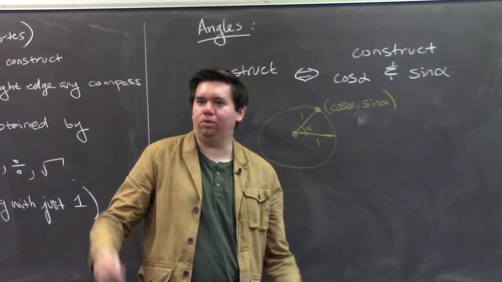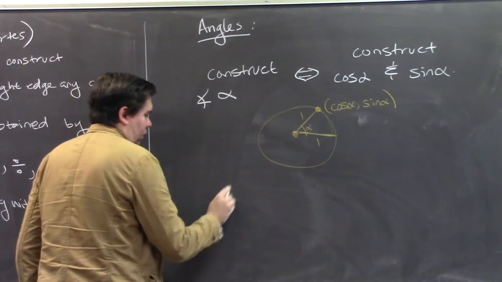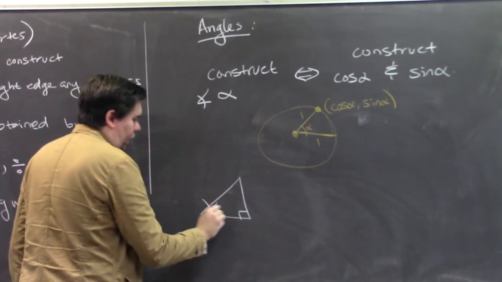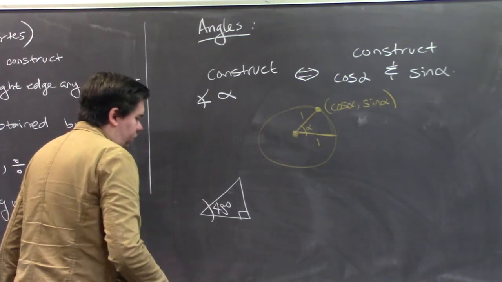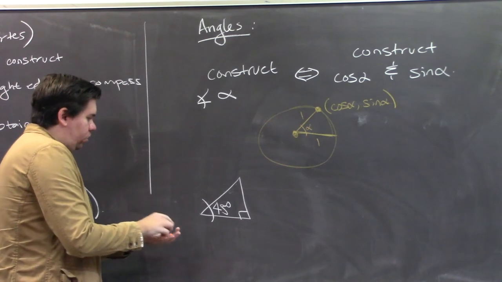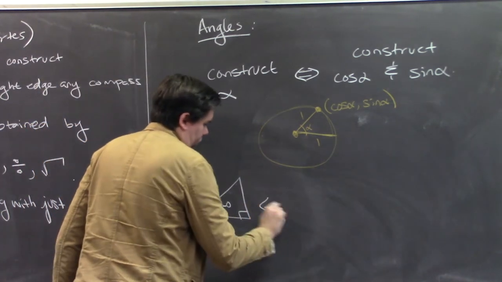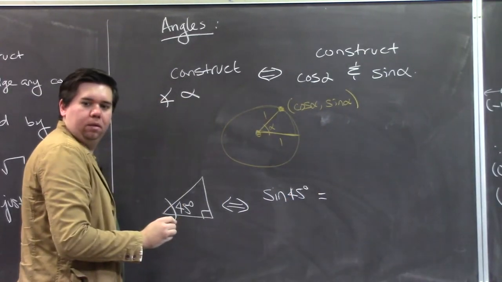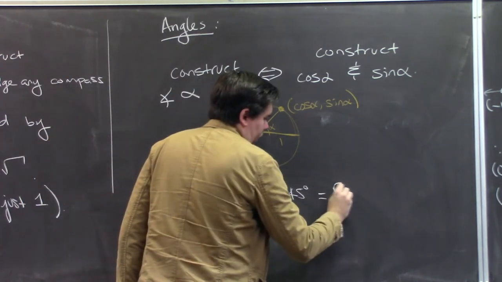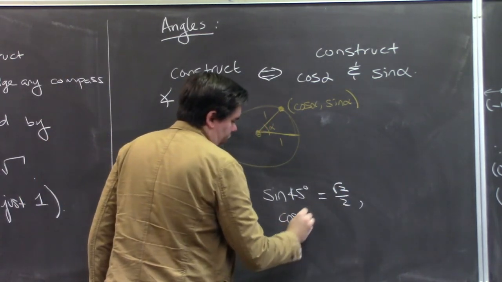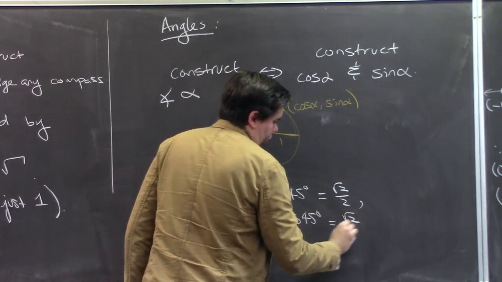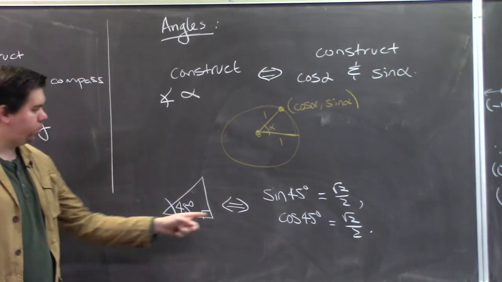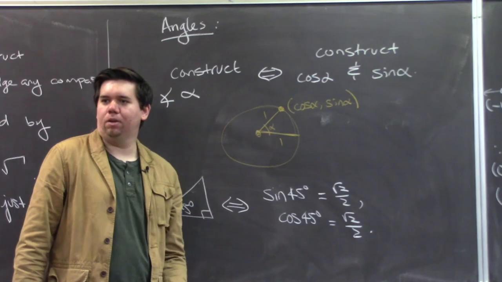So what are some angles we're able to construct? Well, we've already seen one, right? Like why can we construct 45 degree angles? Well, one is we have an explicit construction of it, that's fine. But more generally, you can make a 45 degree angle, because a 45 degree angle corresponds to a sine of 45, which is what? Root 2 over 2, right? And a cosine of 45 degrees, which is root 2 over 2. So being able to construct a triangle with this angle corresponds with the values of the sine and the cosine.